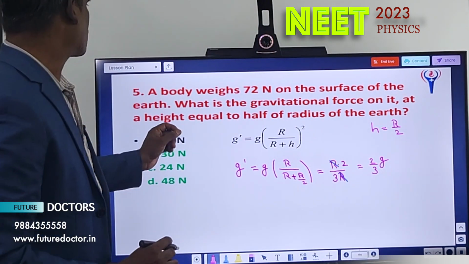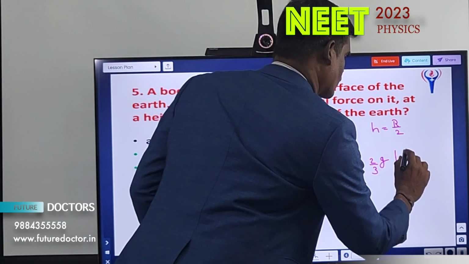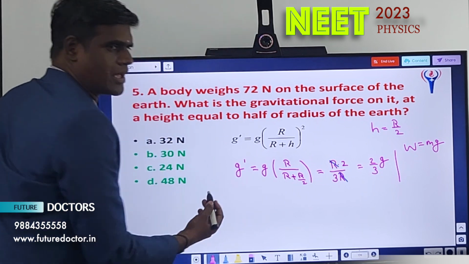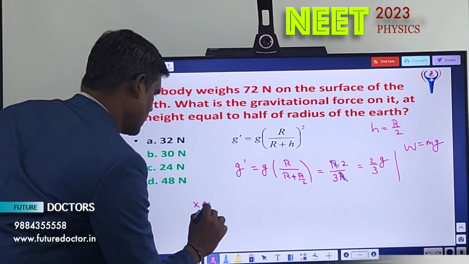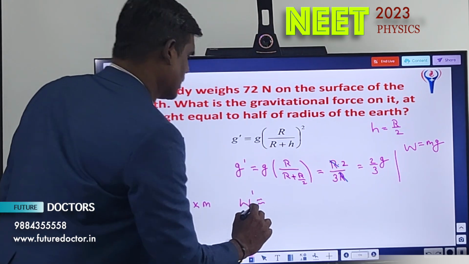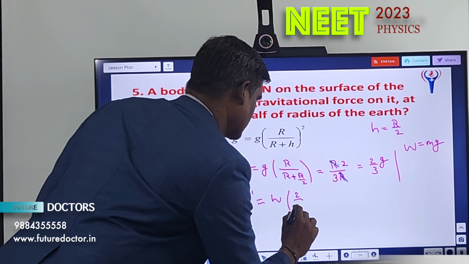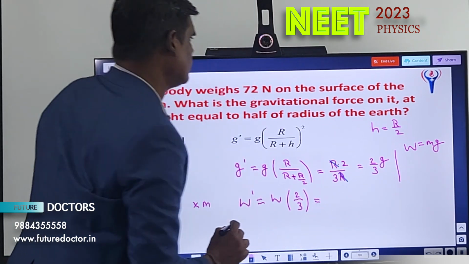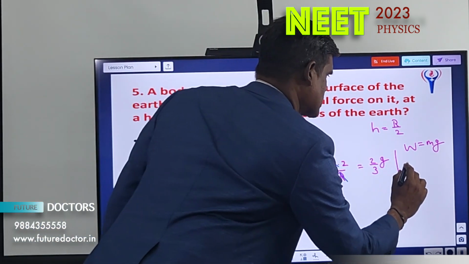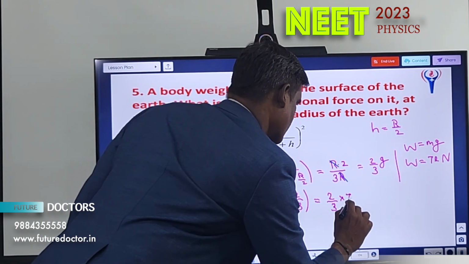Is it? Then what is the question? If a body weighs, what is the relation between weight and acceleration due to gravity? That is W equal to m into g. Then W dash, multiplied by m on both sides. Then m g dash, that is W dash. W dash equal to m g, that is W into 2 by 3 of g, that is 2 by 3. Then the value of W is given here, that is 72 Newton. W equal to 72 Newton. Substitute 2 by 3 of 72.